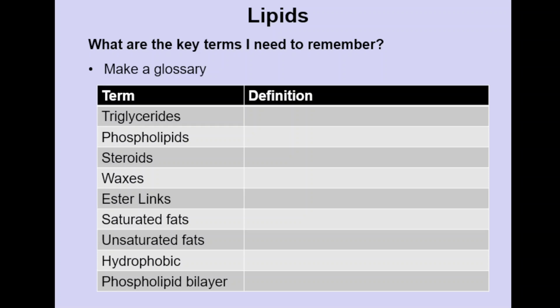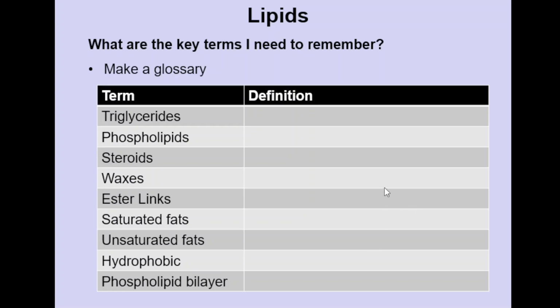For this one, I'm not giving you the definitions. What I have done is I have made a list there of some of the key terms that I feel you should know or be able to describe if somebody were to ask you about lipids. So we've got triglycerides, phospholipids, steroids, waxes, ester links, saturated fats, unsaturated fats, hydrophobic, and then phospholipid bilayer.